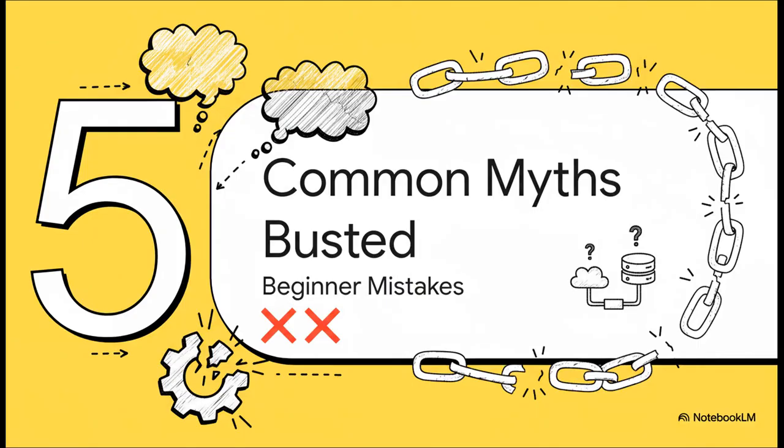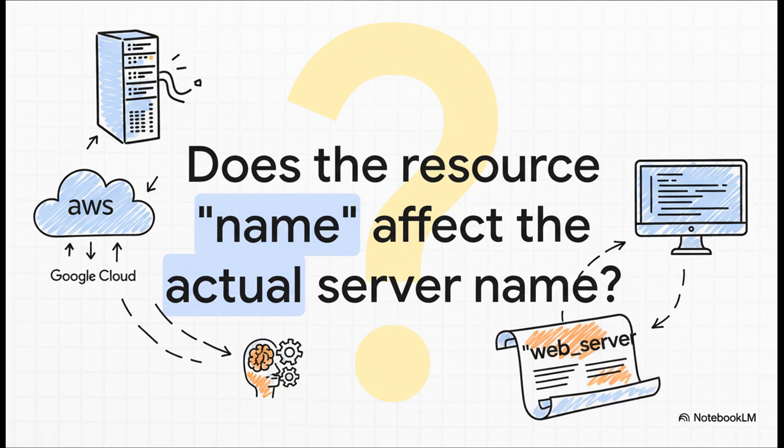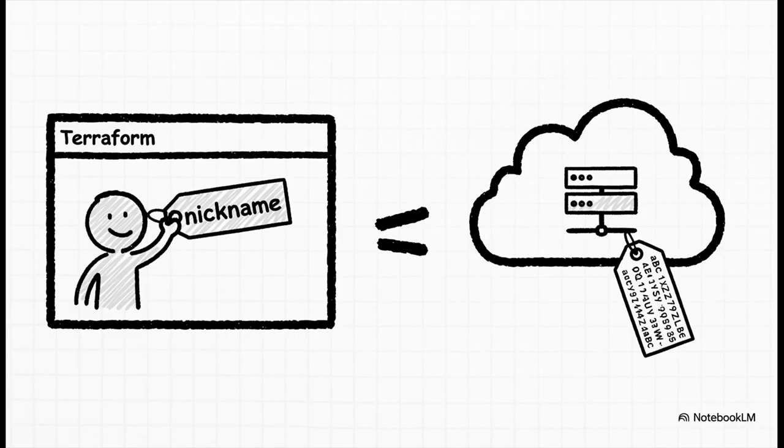All right, to finish up, let's quickly bust two of the most common myths that I see trip up beginners when they're first getting started with resources. So remember that third part of the blueprint, the little nickname you give it, like web server? A lot of people assume that whatever they type there is going to be the actual host name of the server inside of AWS or Google Cloud. No, absolutely not. That name is 100% for you and for Terraform. It's just a local label, a nickname, so Terraform knows which piece of infrastructure you're talking about in your code. The actual name of the server out in the cloud, that's a totally separate setting you configure inside the resource block. Getting this distinction right is super important.